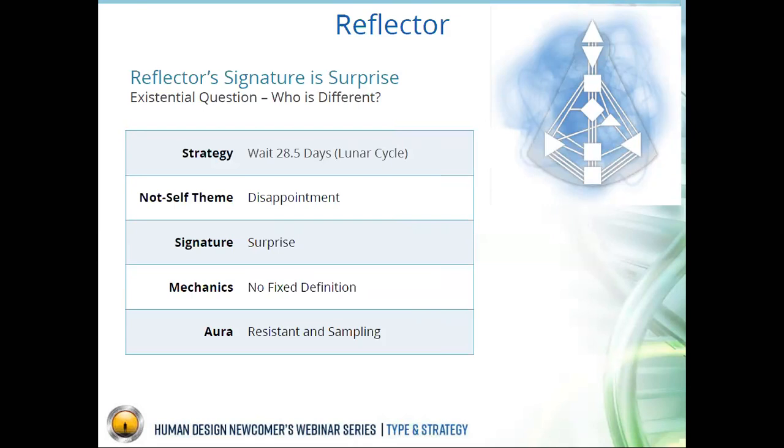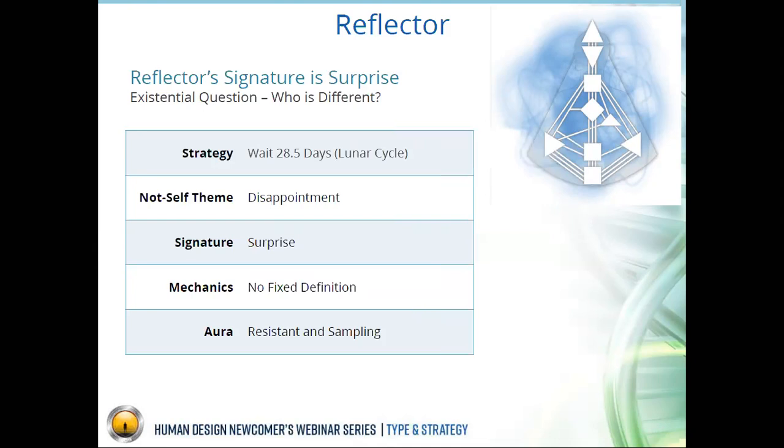And of course, like I said, their mechanics is there's no fixed definition. So they're constantly skimming and sampling everybody out there. So their aura is resistant in sampling. So even though all their centers are open and they have a very open design, it does not make them vulnerable. They are just skimming the surface, sampling. It's like the canary in the coal mine.